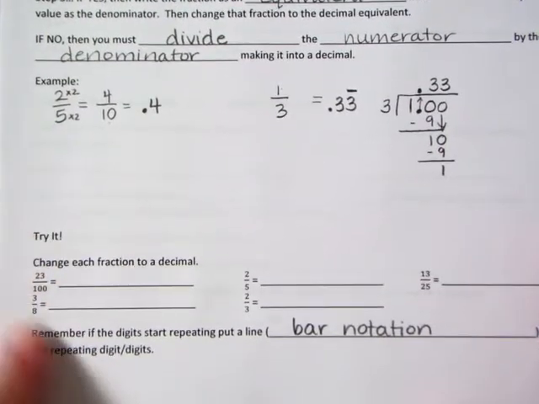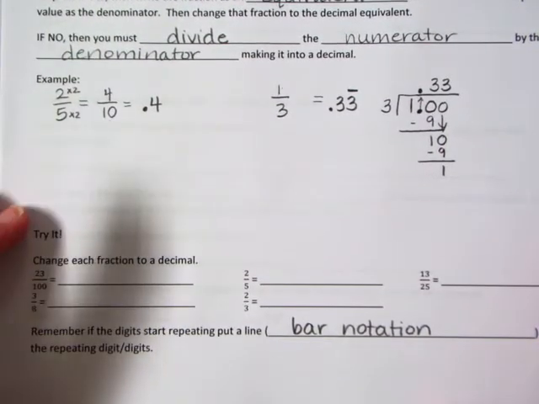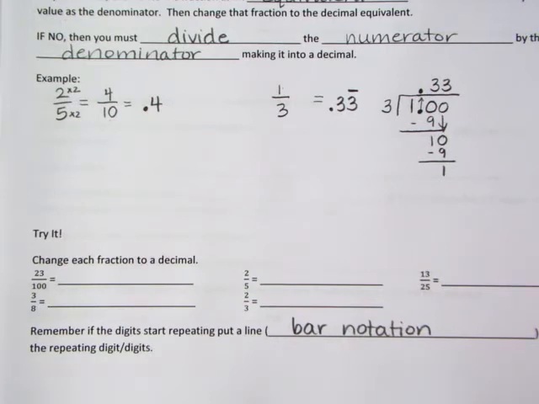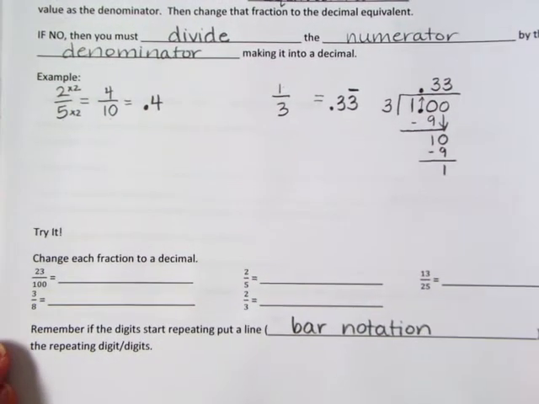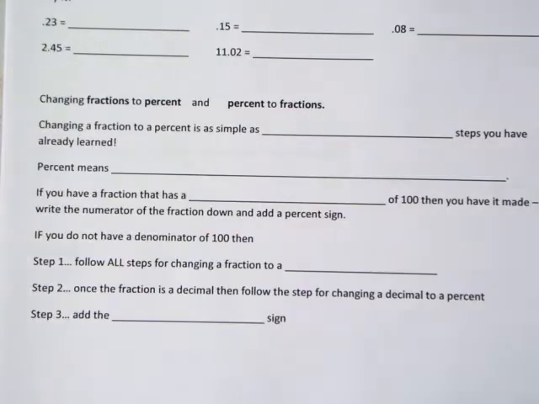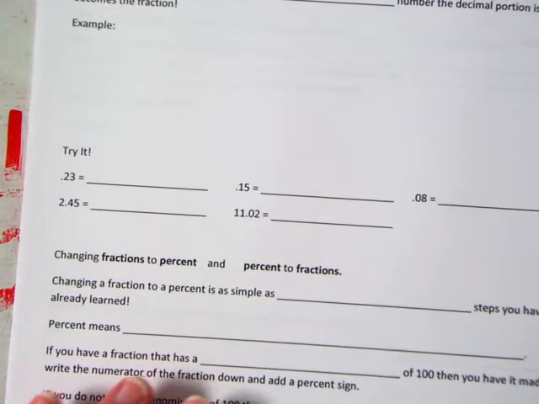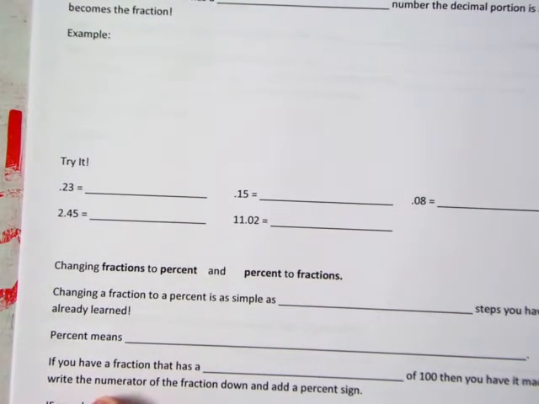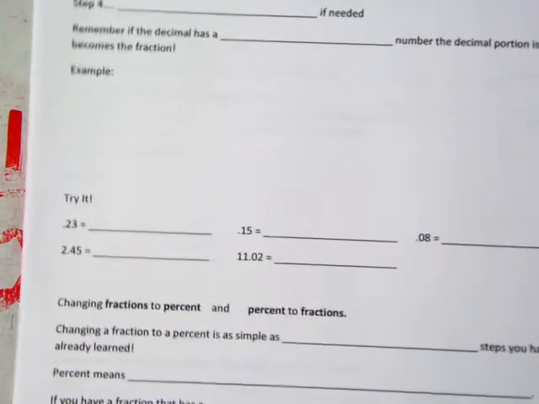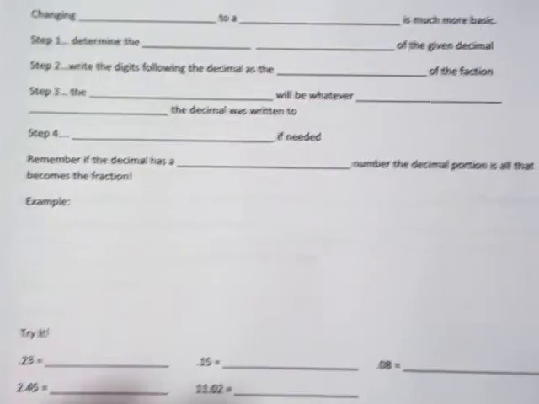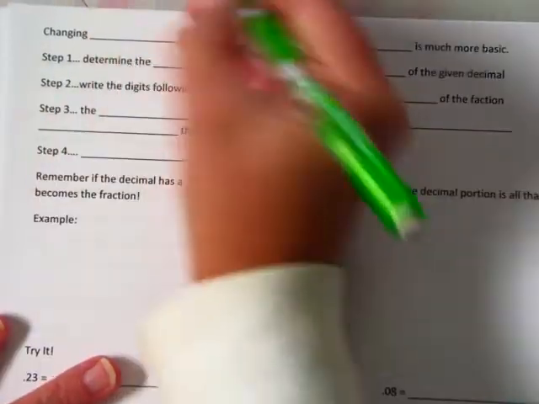Down here we have a little try it. You're going to do that on your own, where you're going to change each fraction into a decimal tonight, and you'll bring that to class tomorrow and we'll talk about it. All right, moving on to the last piece for your notes. We've just changed a fraction to a decimal. Now we're going to change a decimal to a fraction.